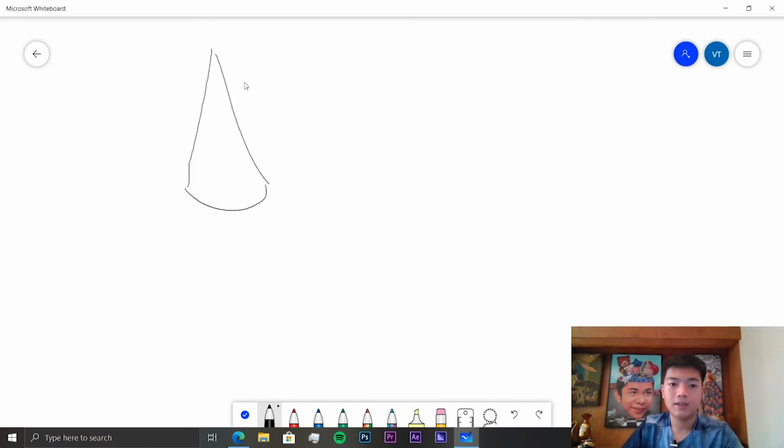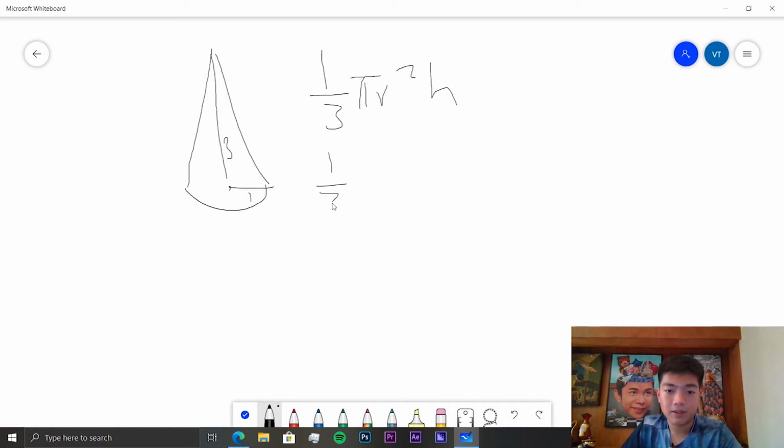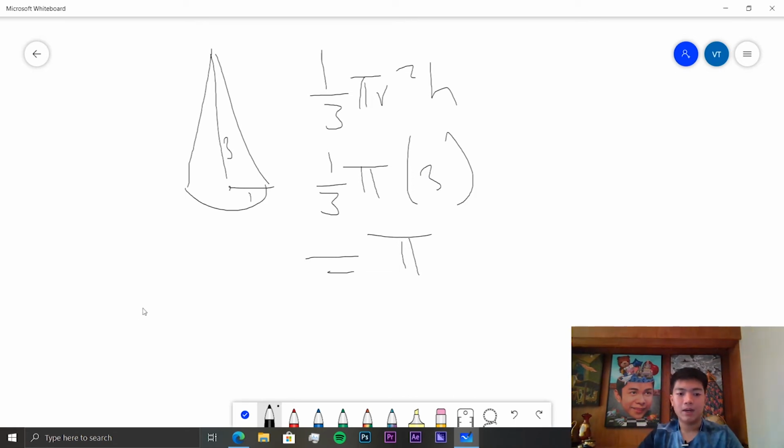We have the cone, which of course has a volume of 1/3 pi r squared h. We have a radius of 1 and a height of 3. So we have 1/3 times pi times 1 squared, which is 1, times 3. So we have a volume of pi. Now, the surface area of a cone is pi r squared plus pi r s. Sorry, I mean, well, wait.